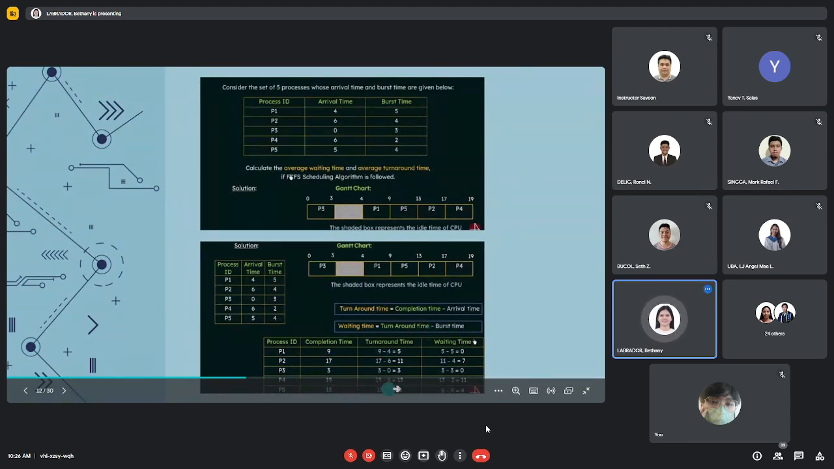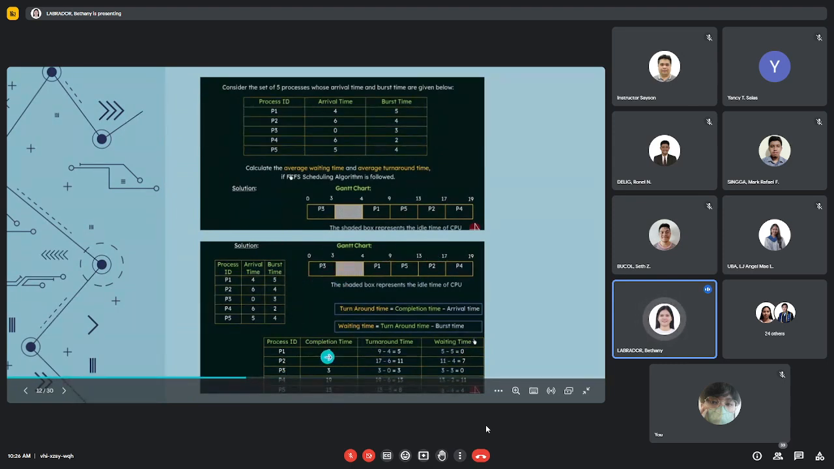So here we have a table in which we will calculate the required values. We have the process IDs P1 to P5, and here we have the completion time, turnaround time and waiting time. The completion time can be easily seen from the Gantt chart. So you look at your Gantt chart.